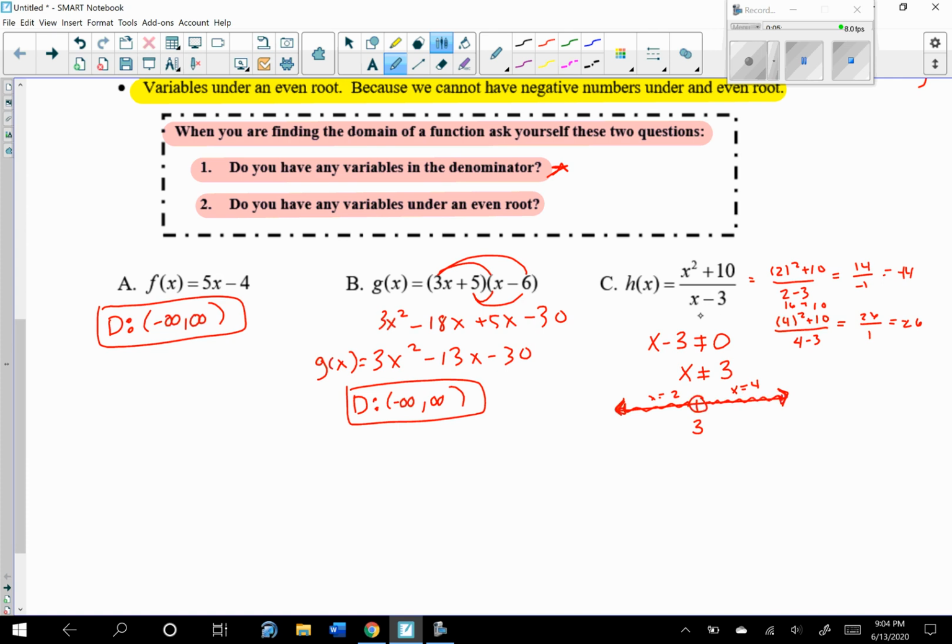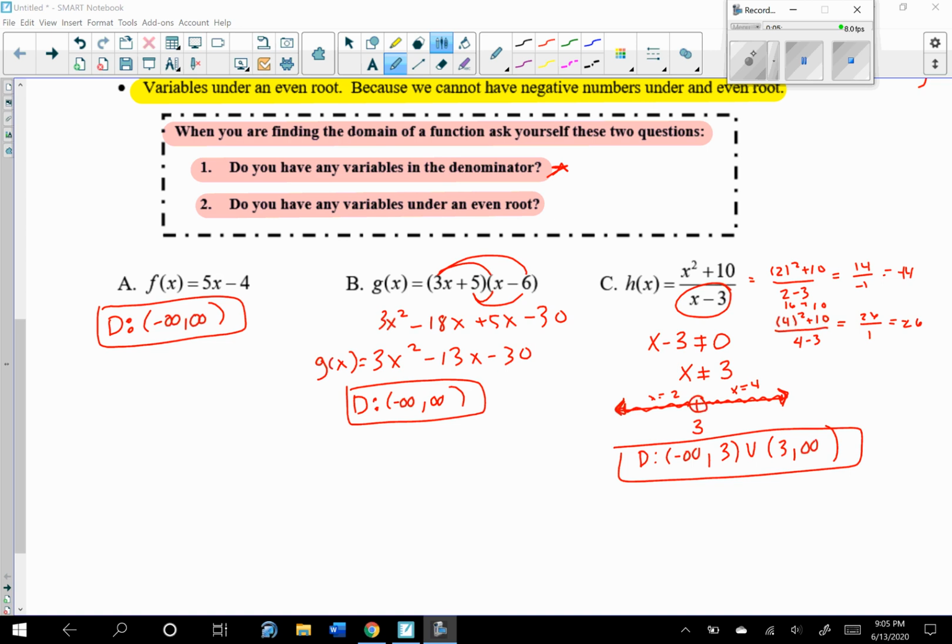So anytime this happens, the only number that's not going to work is whatever makes your denominator 0. So I didn't really need to make this number line, but I just wanted to show you. So I know the domain is going to be all real numbers except for that 3. So that's why I'm using parentheses, and that's it.